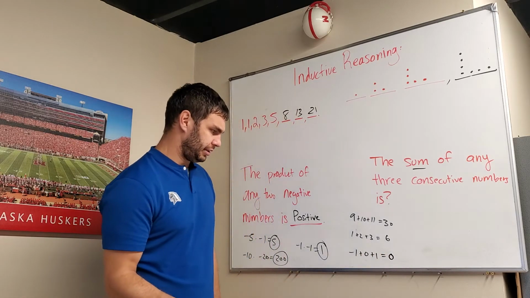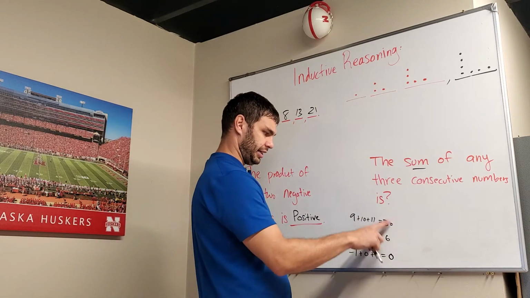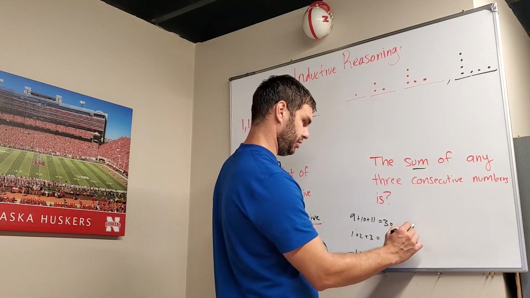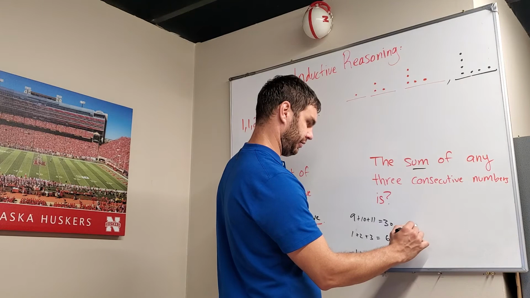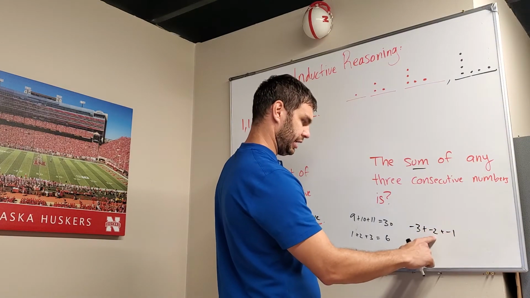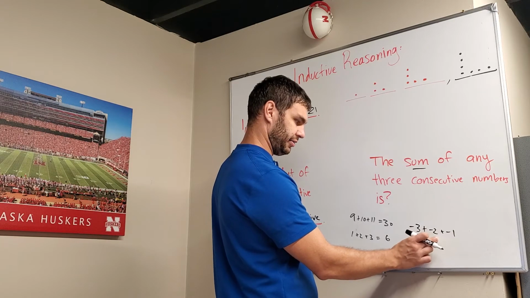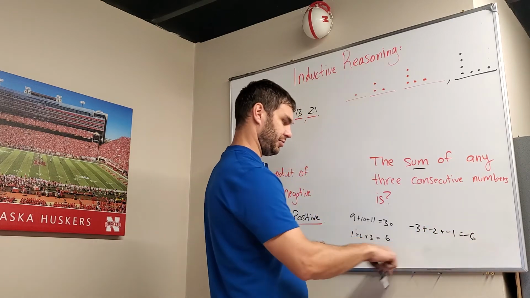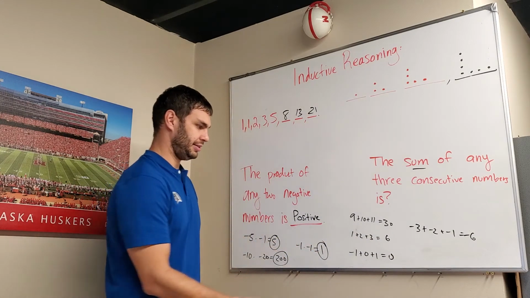So let's see, and it looks like they're not all positive. This one's a non-negative number. We could probably get a negative 2. Let's see, negative 3 plus negative 2 plus negative 1. That would give us negative 6. Okay, so it doesn't have to be positive or negative like this last one was.